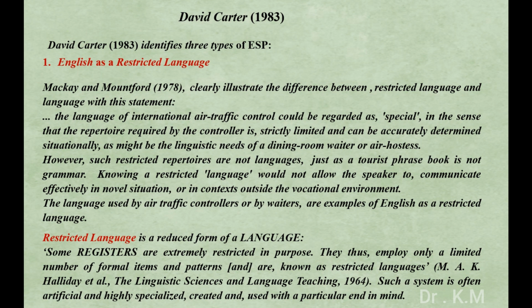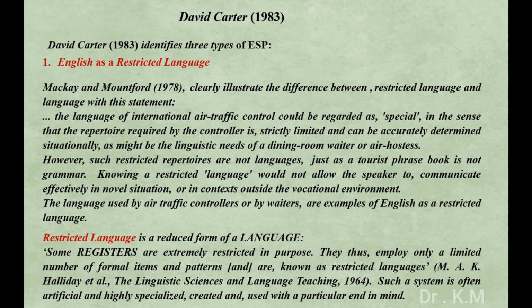Knowing a restricted language would not allow the speaker to communicate effectively in novel situations, or in contexts outside the vocational environment. The language used by air traffic controllers or by waiters are examples of English as a restricted language.